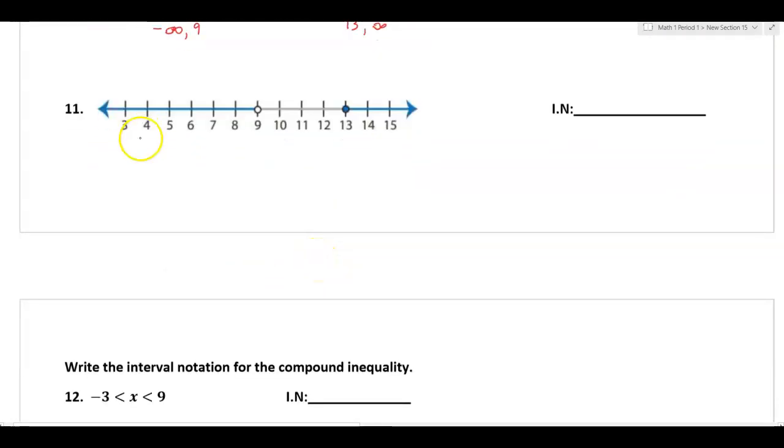So number 11, again, number 11 is an OR statement. Oh, it's actually the same one. So from -infinity to 9, that'd be the first part, unioned with square bracket 13 to infinity.